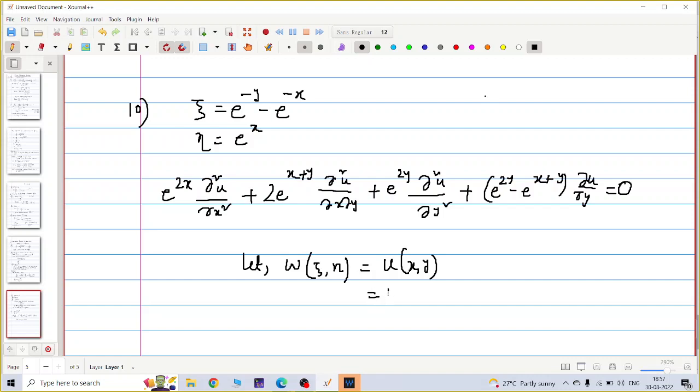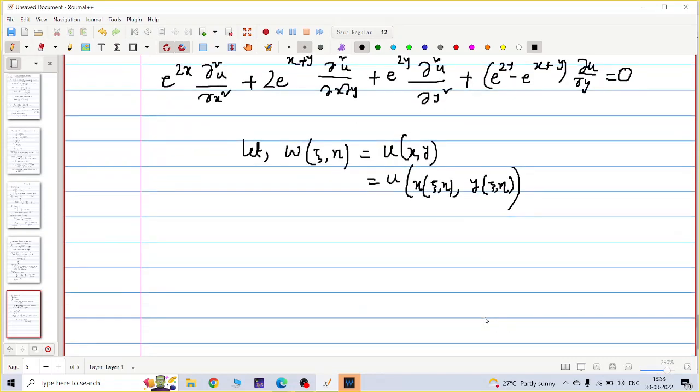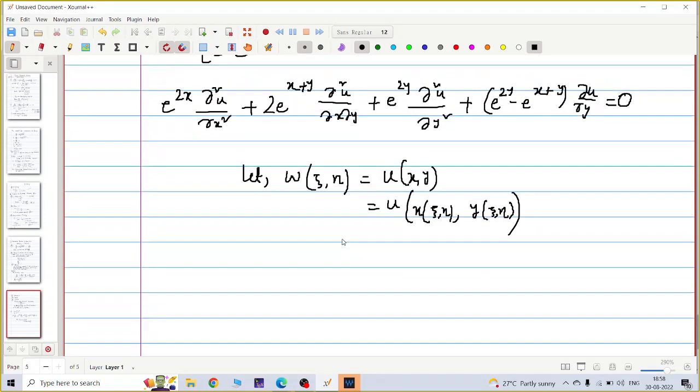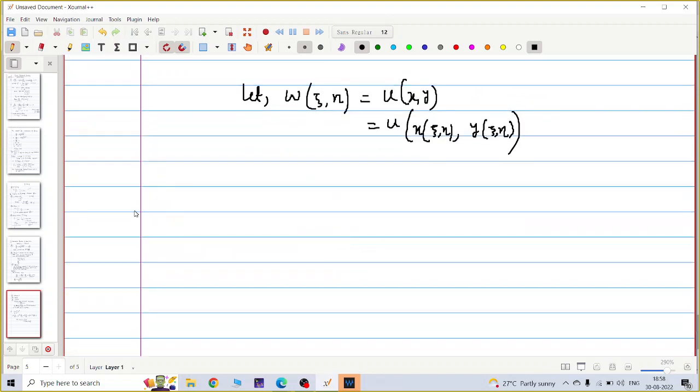And I can write u_x as a function of xi and eta, and y as a function of xi and eta. I have to make this transformation. So I write everything in terms of u, and at last I will change u to w, for your convenience.